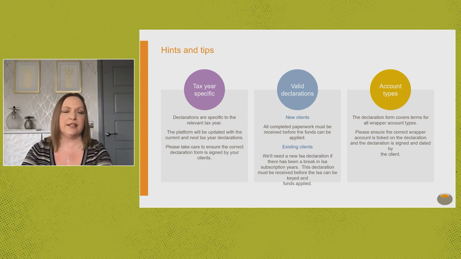For any existing clients with ISAs where they've had a break in their ISA subscription years, a new ISA declaration must first be received by us to remove the ISA top-up preventer that will be in place. So once this form has been received and actioned, you can then go ahead and key on any new ISA contributions. The declaration form also covers all the wrapper types, so just ensure that the correct wrapper account type is ticked on the declaration and the declaration has been signed and dated by the client.